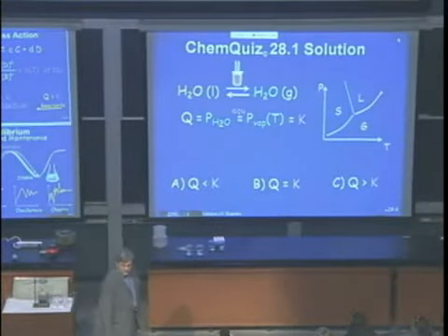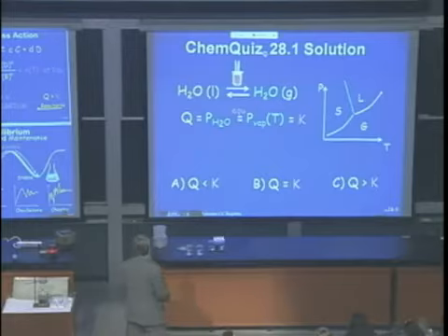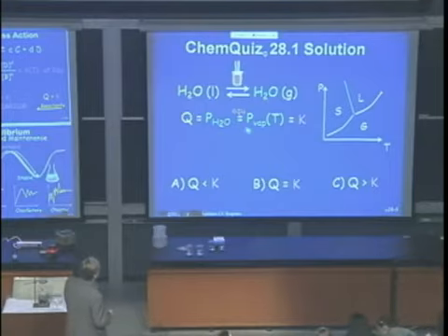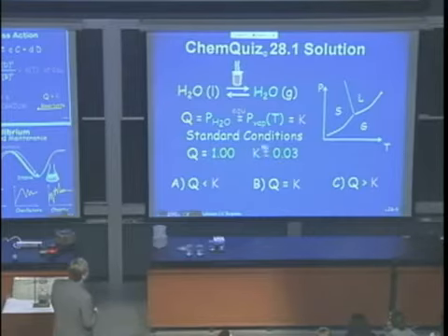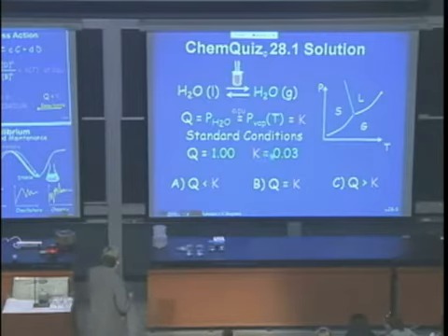So let's think, there's the solution, okay? Q is the partial pressure of hydrogen. In equilibrium, it's the vapor pressure at that temperature, and this would be 25 degrees Celsius. So this is standard conditions. Q would be 1, okay? And K would be 0.03 at 25 degrees. So Q is larger than K. Answer was C.